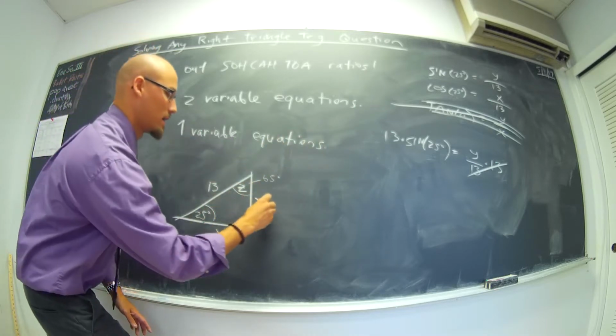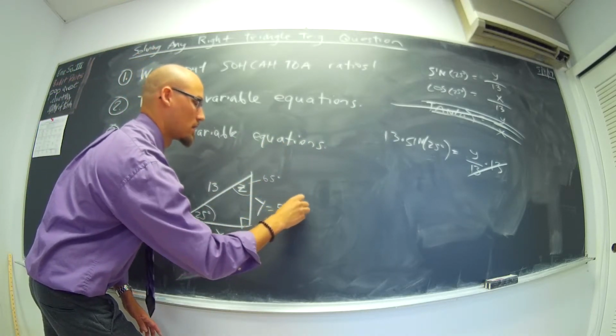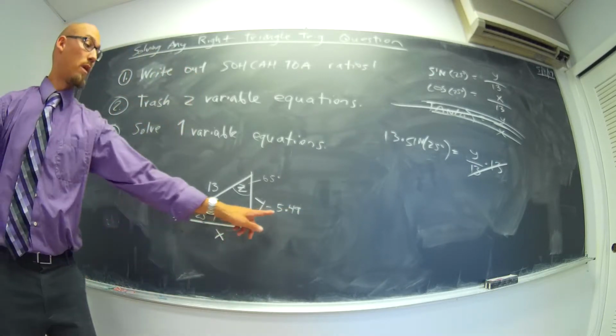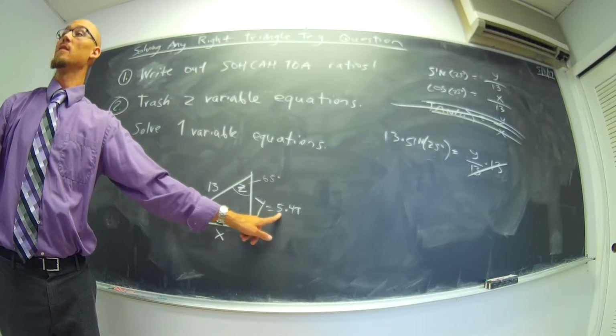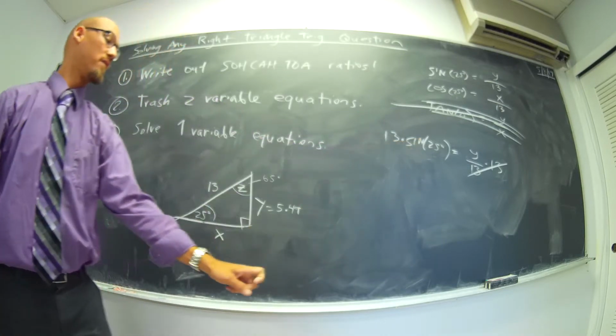What's your answer for that? 5.49. Yeah, 5.49 for y? Does that seem legit? I thought 4.22. Did you get something besides this? You have to multiply it by 13. That number. Right, 13 times sine 25.